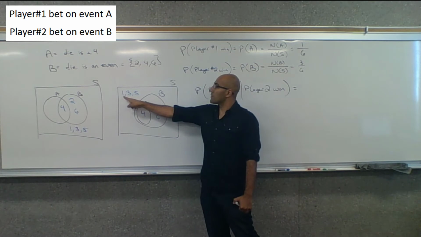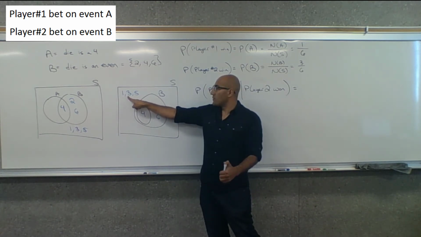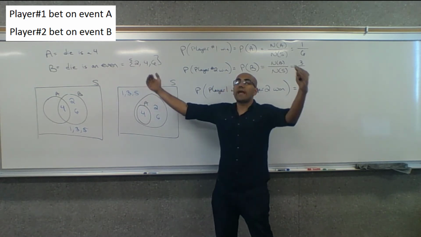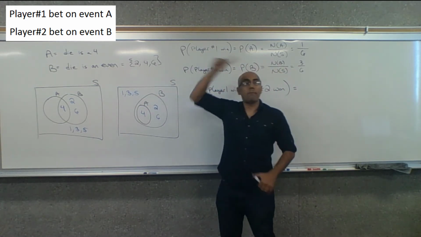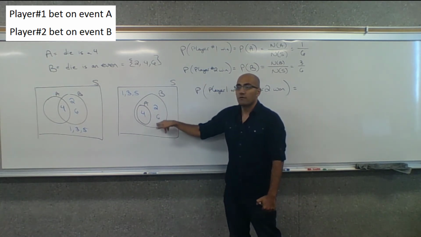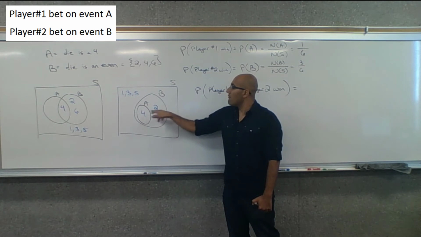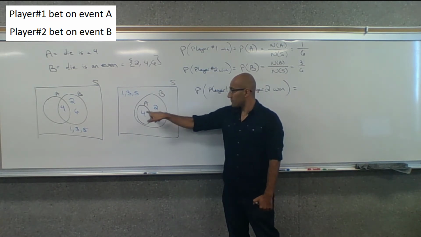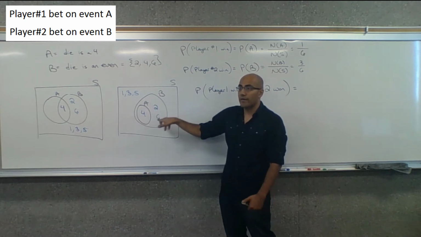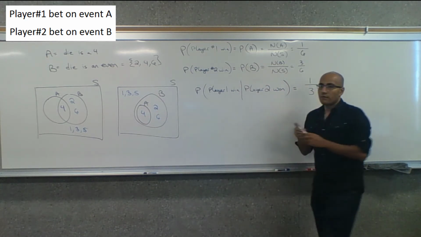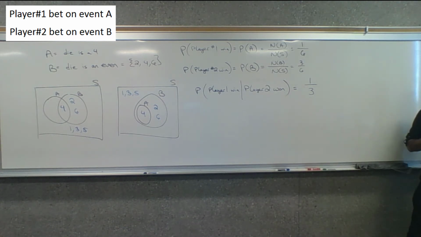So is it possible the dealer rolled a 1? No, because he won, right? So it's not possible that it was any one of these three. I've narrowed down the scope of the possible answers. The possible answers are one of these three now, right? Okay? And of those three, how many ways are there for me to win? 1 out of the 3. So the answer should be 1 out of 3. Is that clear?